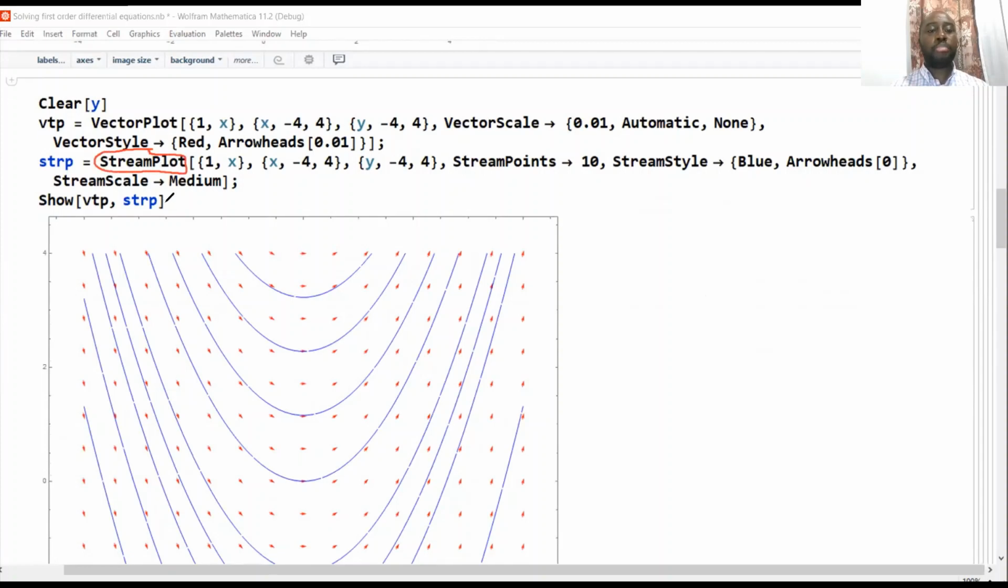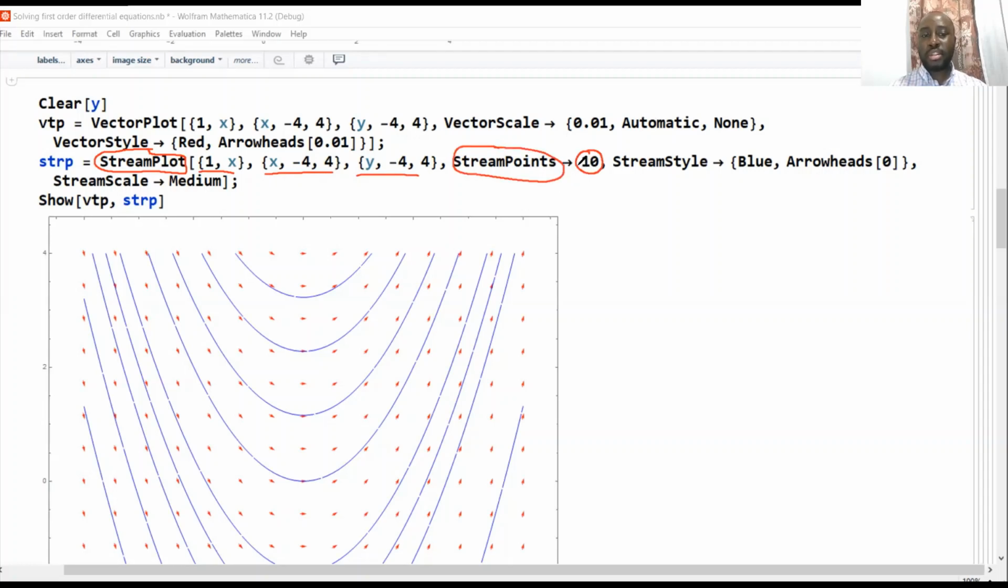Okay, the StreamPlot function in Mathematica is going to trace out your solution curves for you. Just like VectorPlot, you need to enter the vectors at each point so that it knows where they are. You need to enter the range of x values, the range of y values, and then you need to enter how many solution curves you want to see. The StreamPoints option allows you to specify how many solution curves you want to see.